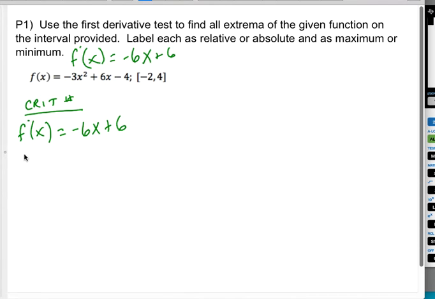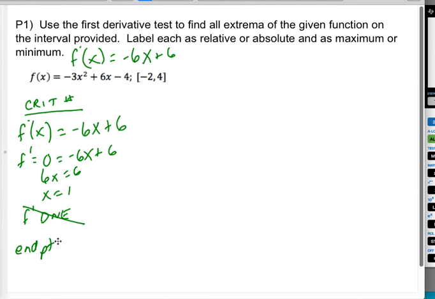You could factor out a 6 if you so choose. I don't care. If you want where f prime is 0, that's going to be at 1, right? 6x equals 6, so x is 1. If you want when f prime does not exist, well, that's not going to happen because this is a polynomial. And you also need to list endpoints if there are any, which in this case there are: negative 2 and 4.